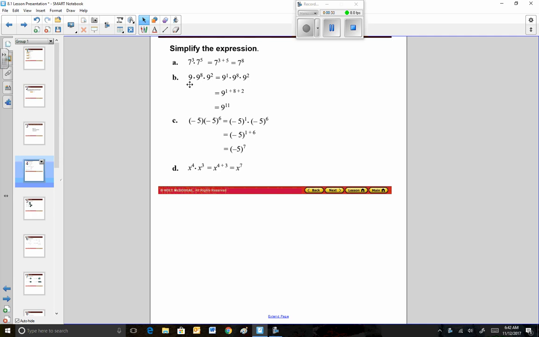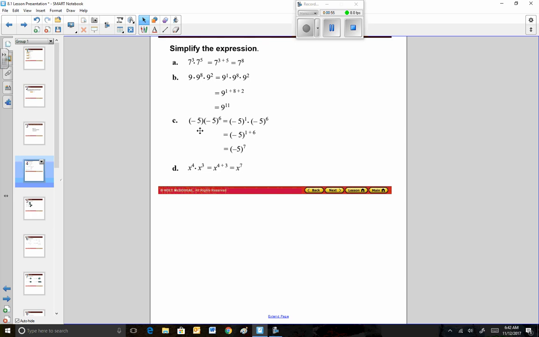Here we go, another example. We have 9, 9, and 9 as our bases with exponents. There's not a 1 written here, but technically there should be. 8 and to the second power. So all we have to do is add our exponents, since this is multiplication. 1 plus 8 plus 2, and we should get 9 to the 11th power.